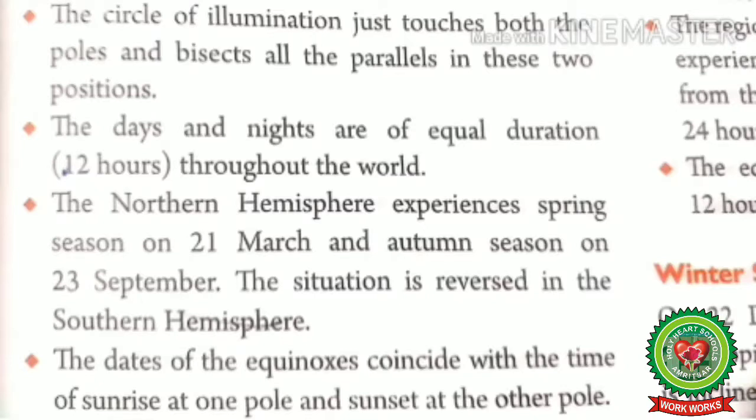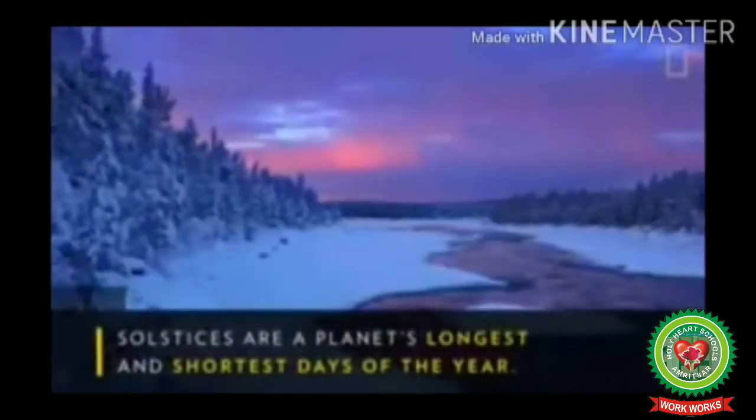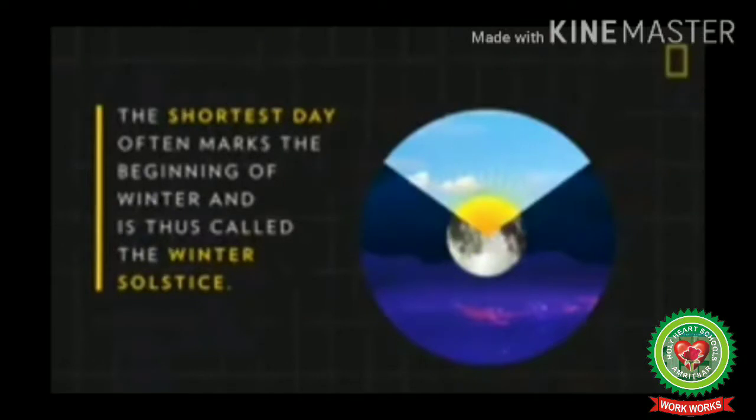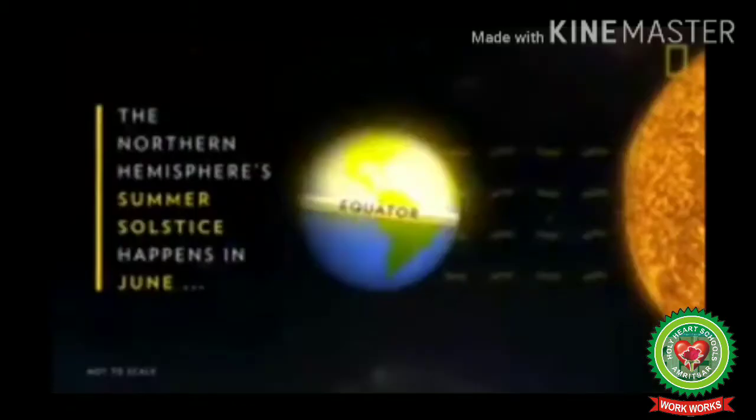The dates of the equinoxes coincide with the time of sunrise at one pole and sunset at the other pole. It means when it is going to be sunrise in the north pole, it is going to be sunset in the south pole for the next 6 months. Next we have solstice. Solstices are the planet's longest and the shortest days of the year. The longest day often marks the beginning of summers and is called summer solstice. The shortest day often marks the beginning of winters and is called winter solstice.